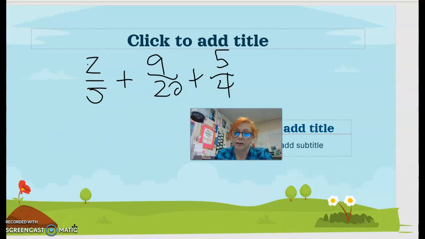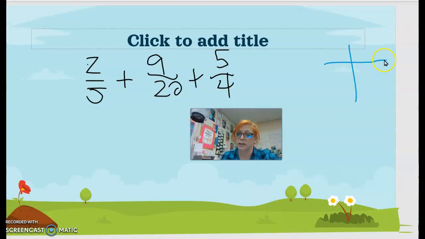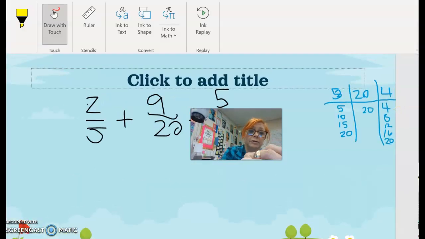Do you notice anything about the denominators? 5, 20, and 4. Well, what you could figure out if you came over here and did a T-chart, or more than a T-chart, I guess. We have 5, 20, and 4. What we're going to figure out if we count by 5 is that the lowest common multiple is 20. And guess what it'll be for 4? It's going to be 20. So our common denominator is 20. I'm going to circle that.